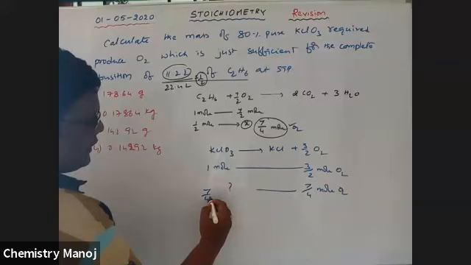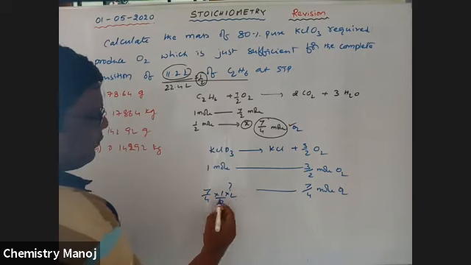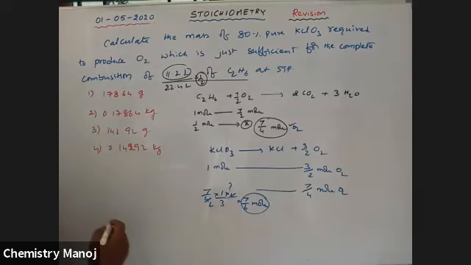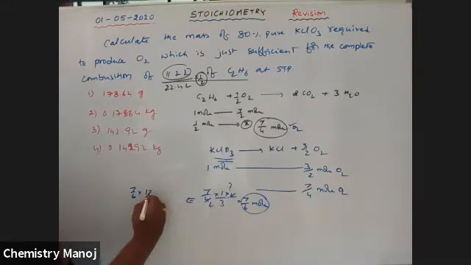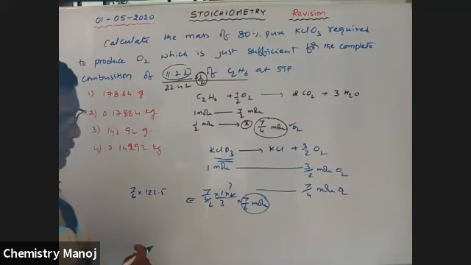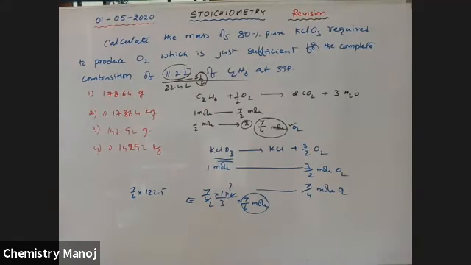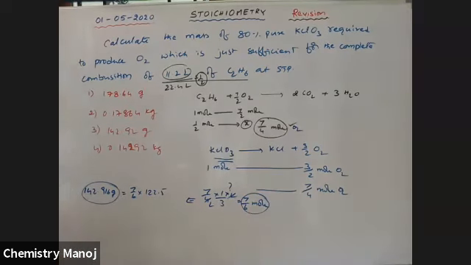That is 7 by 4 into 1 by 3 by 2, that is 3 into 2, which is 7 by 6 mole. Multiply by the molecular weight of KClO3, 122.5. So this is the value, which is equal to 142.916 grams.